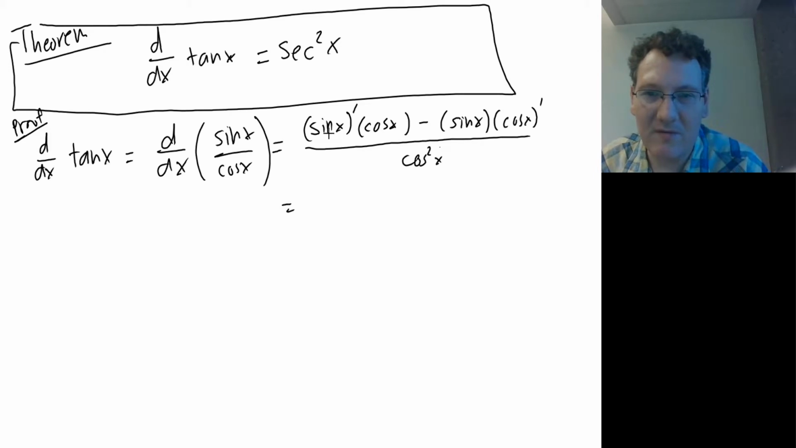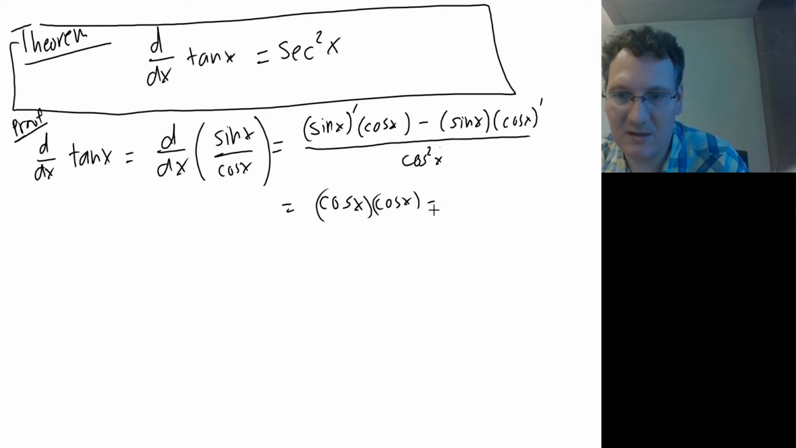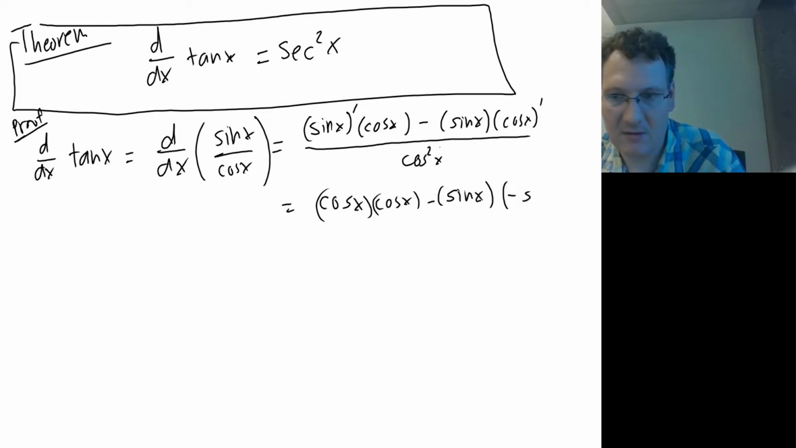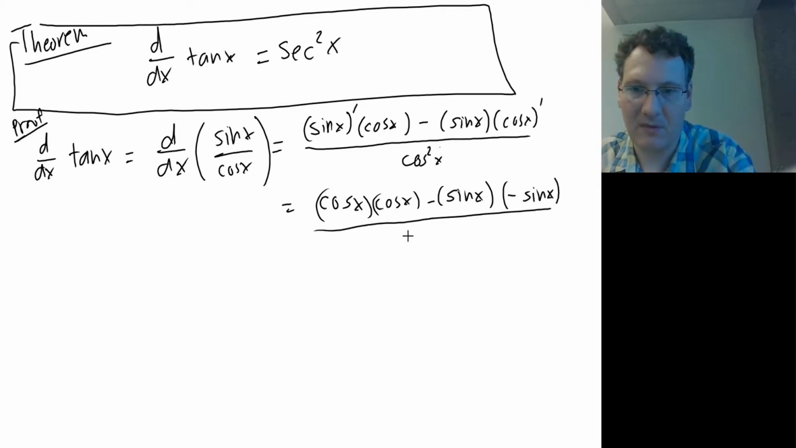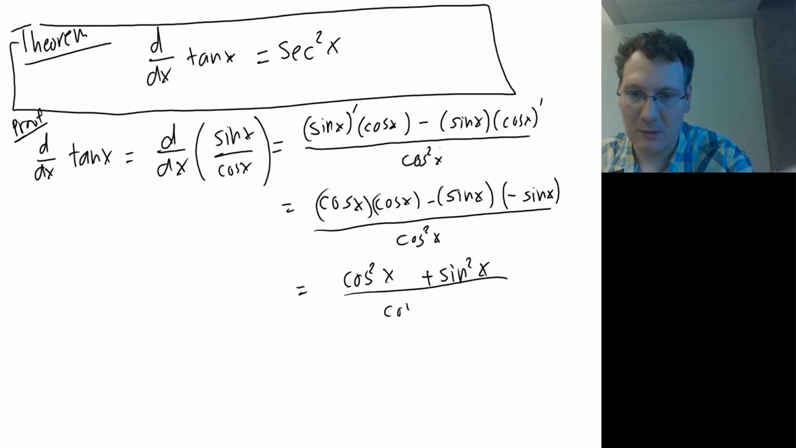Now, what's the derivative of the sine of x? That's the cosine of x. Cosine of x, cosine of x. What's the derivative of cosine? We already have that. Remember, it's negative sine of x. Cosine times cosine is cosine squared x, minus sine x times minus sine x. Well, that's going to be plus sine squared x, over cosine squared x. And remember what sine squared plus cosine squared is? It's 1. That's the Pythagorean identity. So 1 over cosine squared x.